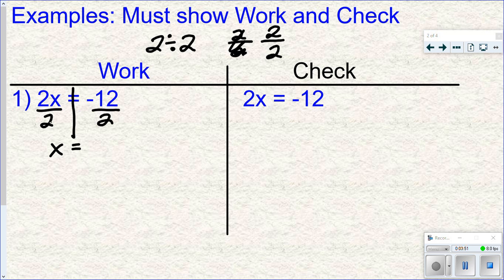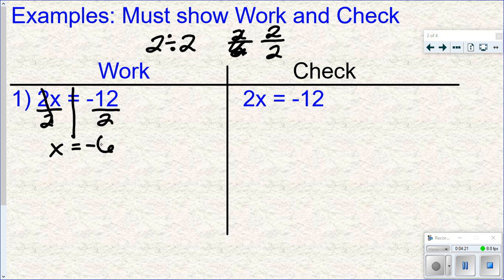So 2 divided by 2 is 1, and then 1x is the same thing as just x. So that got the x alone, or by itself. Again, the whole point here is to get the x by itself so I can find out what it's equal to. I saw multiplication, I did division. Negative 12 divided by 2 is negative 6. Remember, the rules for multiplying and dividing are: if they have different signs, the answer is negative. If they have the same signs, the answer is positive.